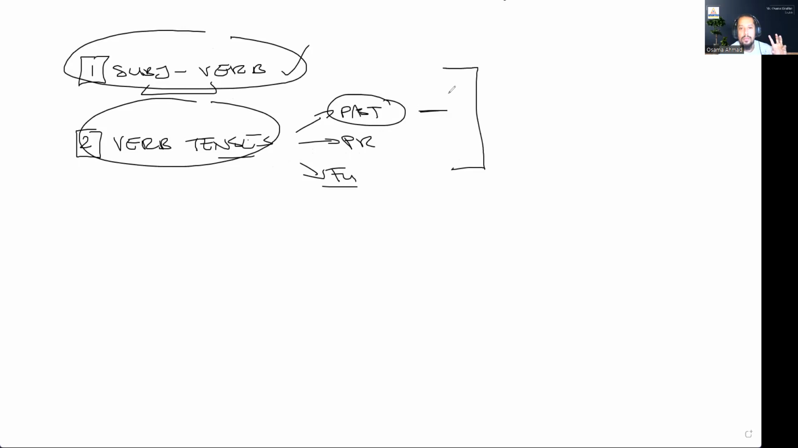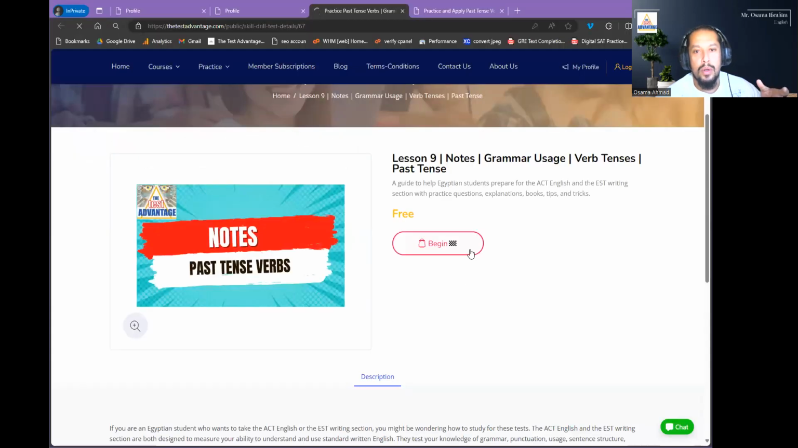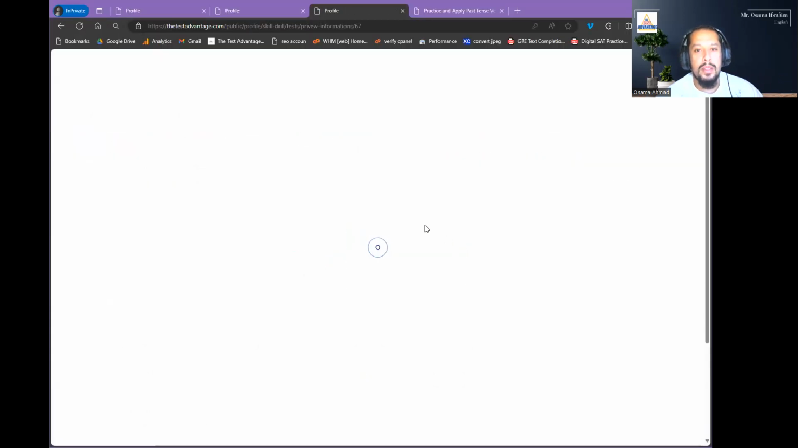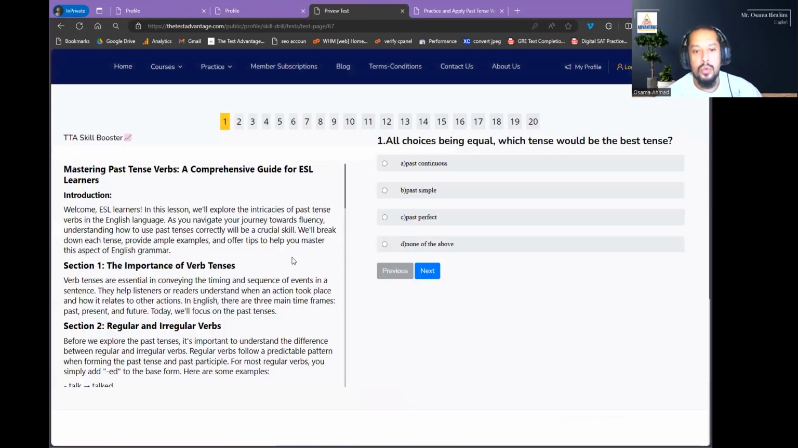On your exam, verb-based questions make up 10 to 15% of your grammar questions. So if you have, for example, 10 grammar questions, you're going to have at least 1 to 2 verb questions, which is a lot, by the way. It's not a small number. So keep in mind, verbs are the most important sort of grammar question. So we're going to begin today. We're going to cover the notes, we're going to cover the rules, and then we're going to practice. So let's jump into these notes.